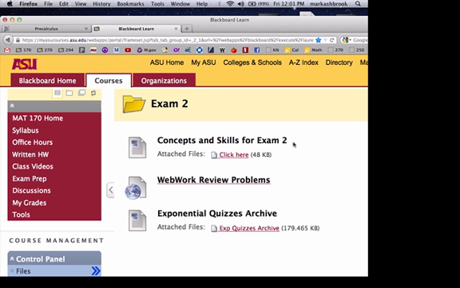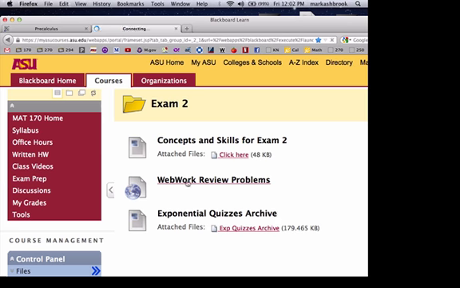Concepts and skills, that's a comprehensive list. There's nothing on the exam that isn't referenced somewhere in that list, okay? And then there's the WebWork review problems. We're going to go there in a second. And then this is the quiz archive from last semester. Those are all great practice problems too. I just didn't use the same quizzes. We've had fewer quizzes, so those are all great quizzes to help you study. Nothing changed in the material from last semester to this semester, so you can take a look at those.